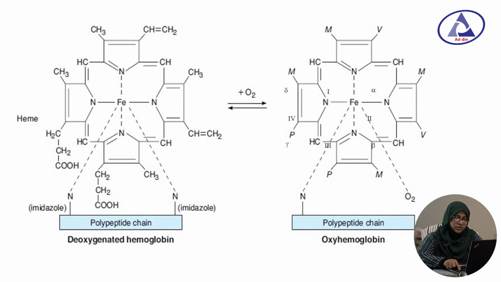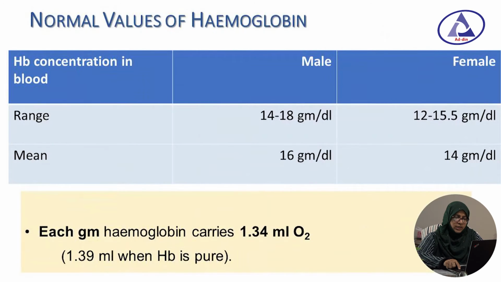Another figure, and this is the normal value we have already discussed. And the mean value of hemoglobin in case of male is 16 gram per dl and female 14 gram per dl, and each gram of hemoglobin carries about 1.34 ml oxygen, and pure hemoglobin can carry 1.39 ml of oxygen.